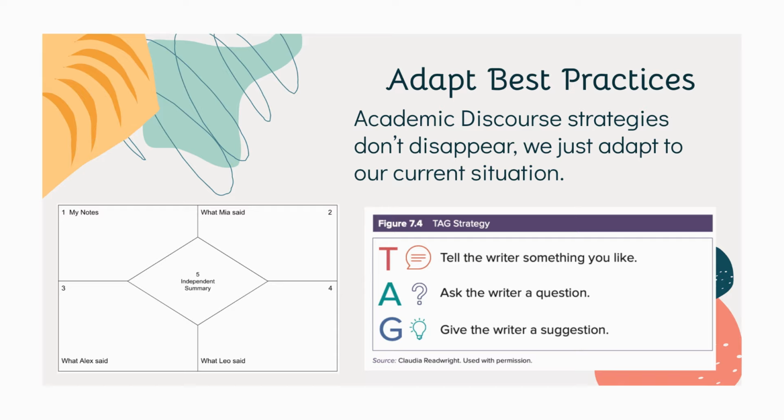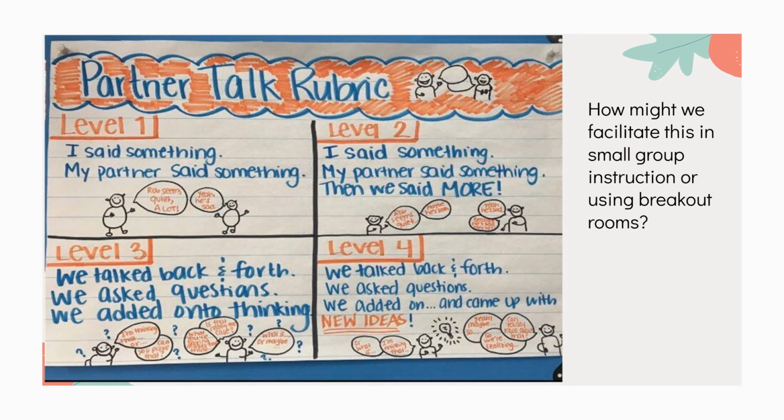So it's called the tag strategy, and that's also shared in the book. How can we adapt our strategies and not look for brand new ones, but adapt ones that we already know work and just adapt them to the current situation? Another example of a partner talk rubric.